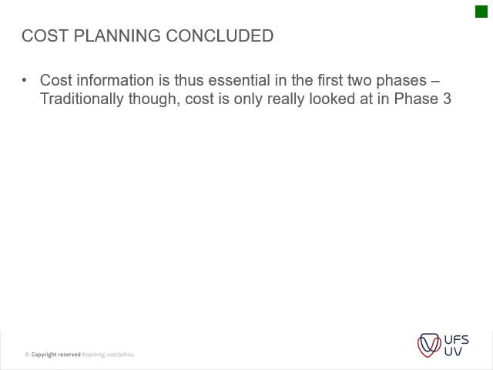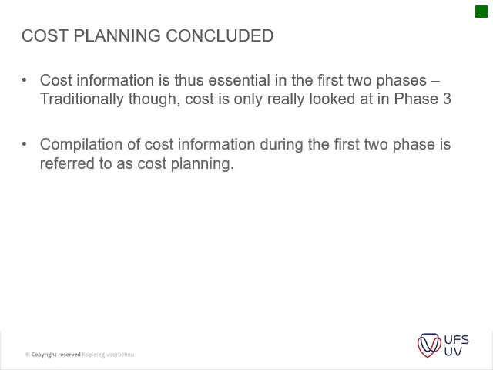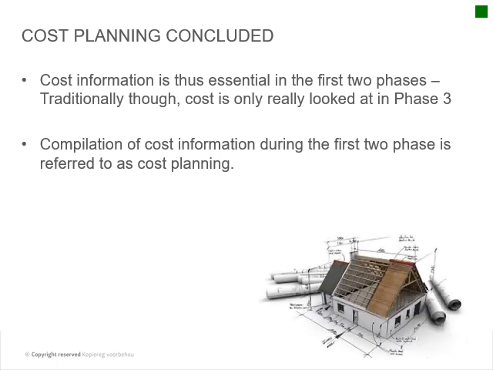Usually good project developers do focus a lot on the cost in stage 1 and 2, because they want to make that informed decision whether they're going to commit to this project. So usually when you get to stage 3, you're already committed to this project, because now you're spending a lot on fees for this project. So the money starts flowing a little bit more, so there's much more commitment. So the compilation of the cost information during the first two phases is referred to as cost planning.